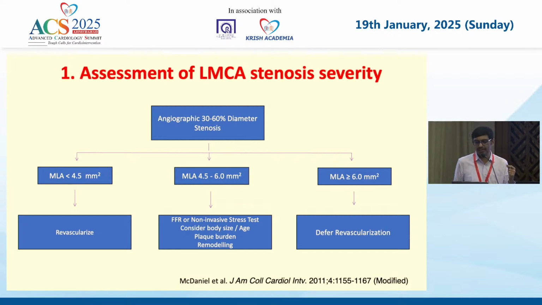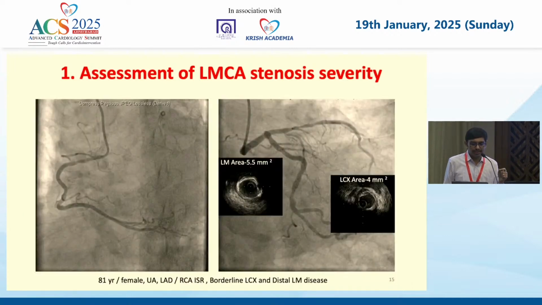make decision regarding revascularization. So this is an example of an 81-year-old female with unstable angina who previously had LAD and RCA stents. Both came with ISR. She additionally had borderline LCX and distal left main lesions. She had repeat stenting of this LAD and RCA lesions.